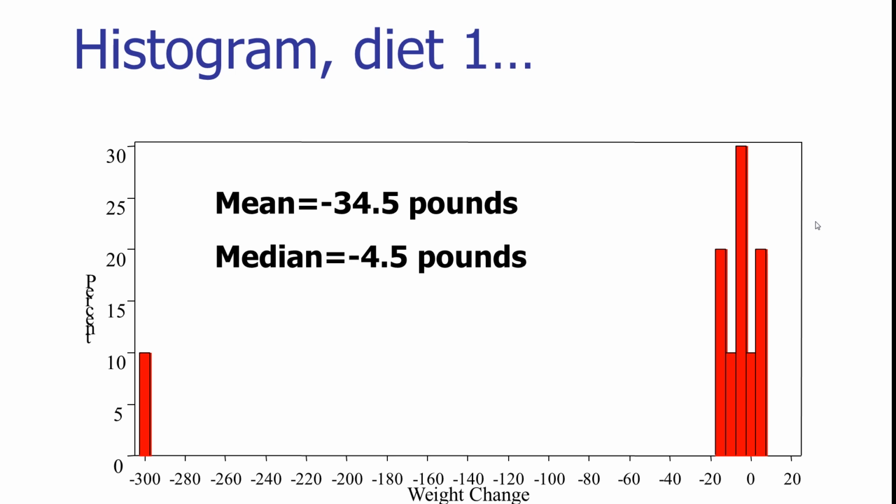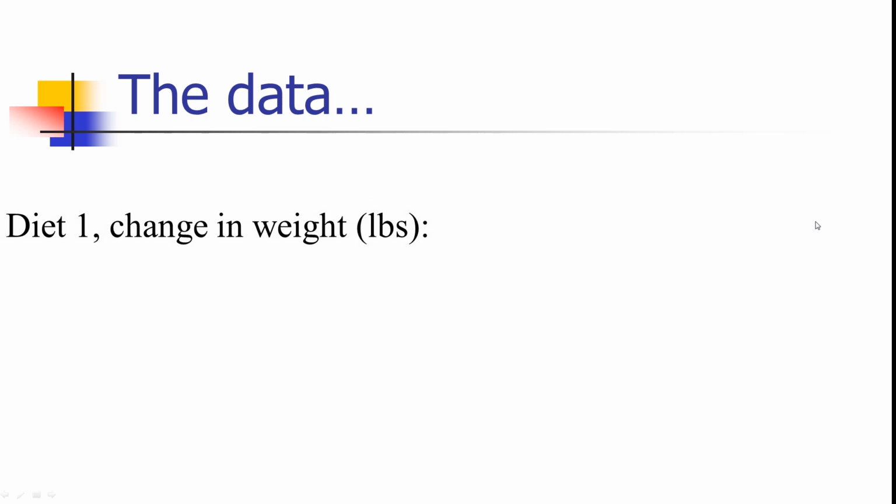That negative 300, when you average it in with the other 9 values, has a huge influence on the mean. It completely draws the mean to the right, and it's misleading, right? It makes the mean look much bigger. The median here is really a better representation because most people weren't losing anywhere near 30 pounds. Most people were losing 4 or 5 pounds. Let me just show you the raw data. There's only 10 data points in each group, so I can actually show you the raw data.